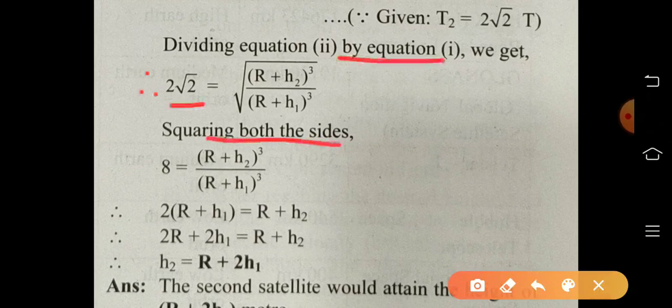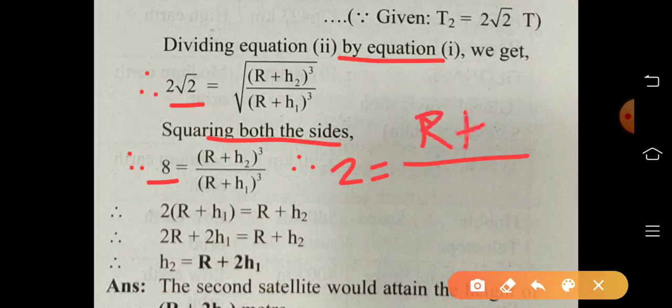So what is the square root of the left side? That is the 8 is equal to, square root is removed. Next, we are taking the cube root. What is the next step? So on the right hand side, both the brackets at numerator and denominator are cubes. So take the cube root. What is the cube root of 8? So 2 is equal to what? (R plus H2) upon (R plus H1).